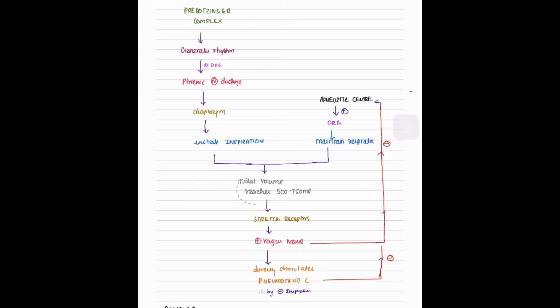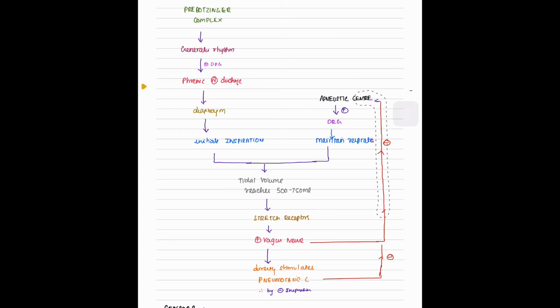When the tidal volume reaches 500 to 750 ml, the stretch receptors are activated, resulting in the activation of the vagus nerve. Now the vagus nerve can directly stimulate the pneumotaxic center, thereby inhibiting the inspiration, because pneumotaxic center inhibits apneustic center, or the vagus nerve can directly inhibit the apneustic center, thereby limiting the respiration or inhibiting the inspiration, preventing the overinflation of the lung.